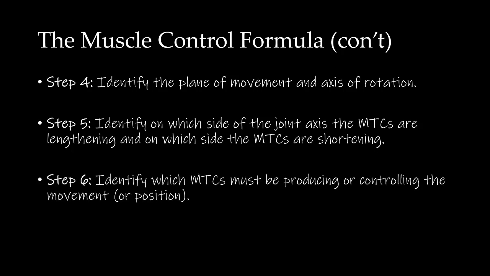Finally, step 6 was to identify which MTCs must be producing or controlling the movement or position. Since we identified the MTC action was concentric, we know that the MTCs that are shortening must be producing or controlling the movement. In this case, it would be the glenohumeral abductors.